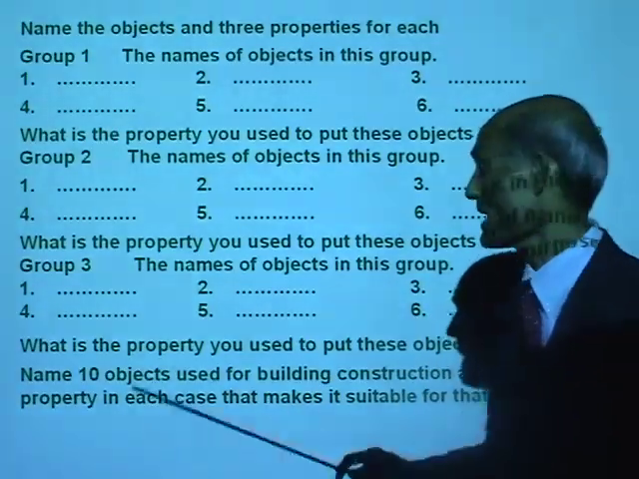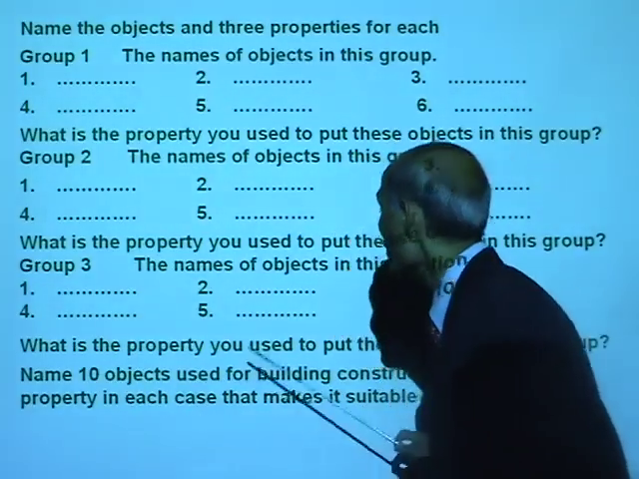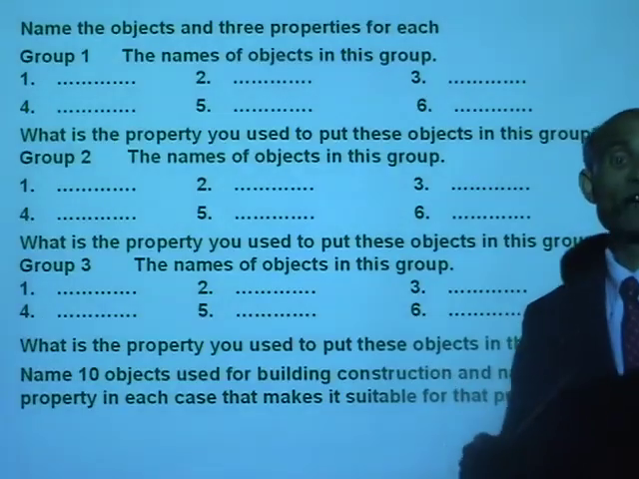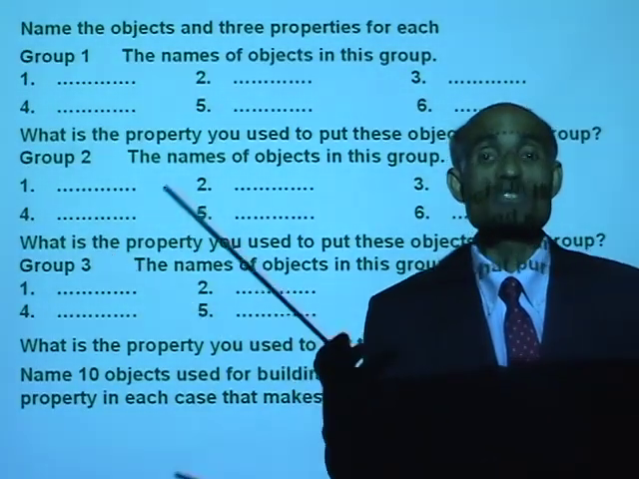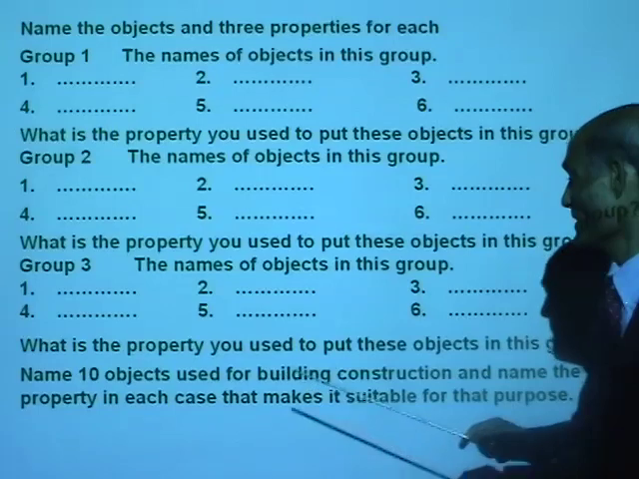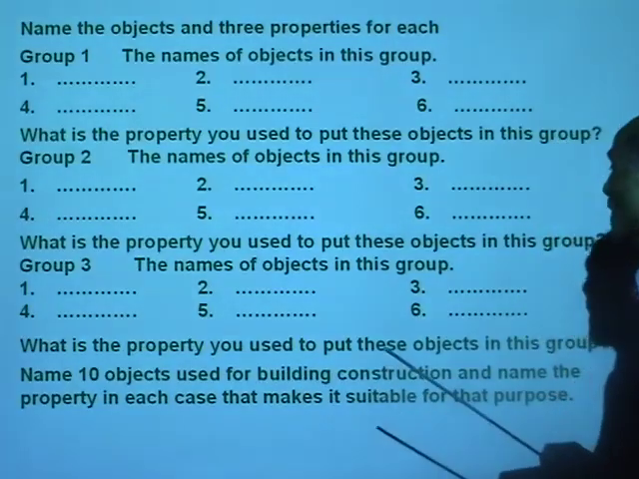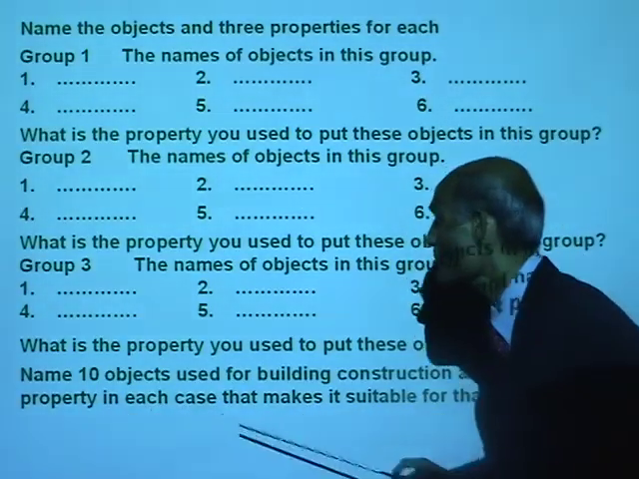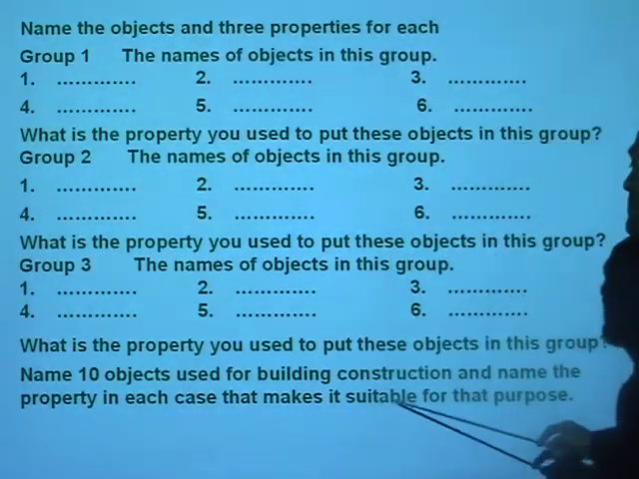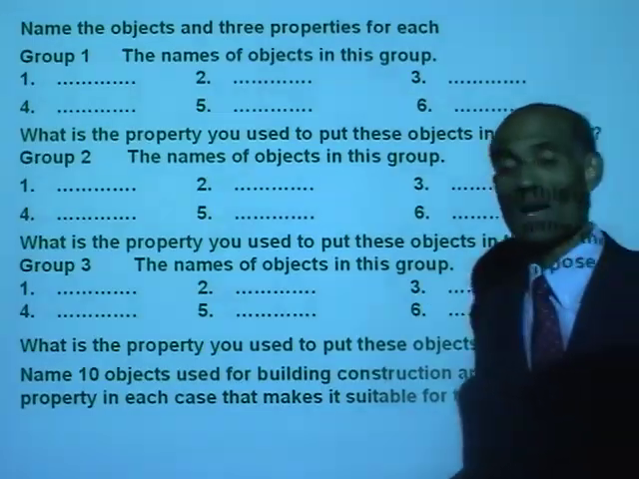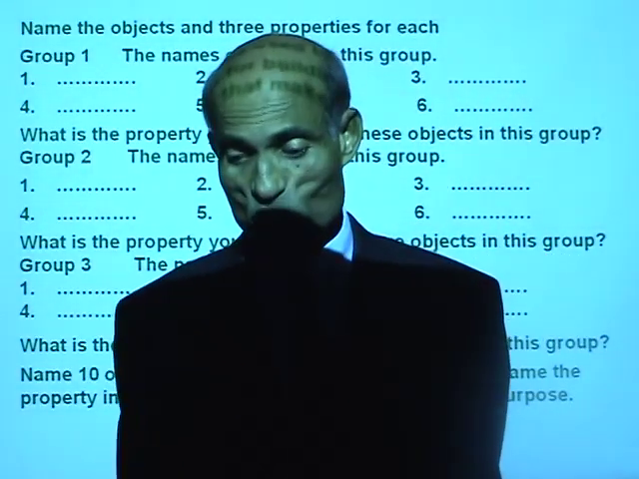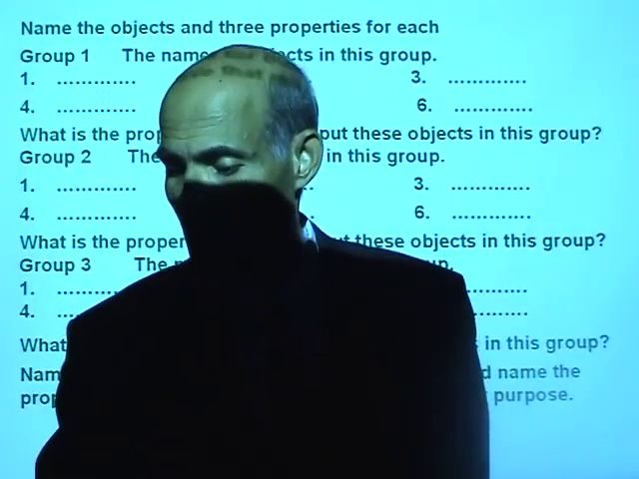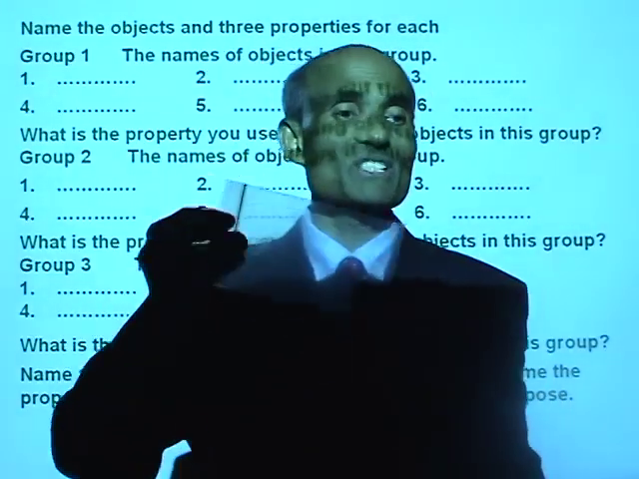And when you finish that, I want you to name 10 objects used for building construction. Now in Florida, if you move about, you see always new buildings coming up. Now name 10 objects that are used for building construction and name the property in each case that makes it suitable for that purpose. Now I'll give you an example. Now you use glass for windows because glass is transparent.